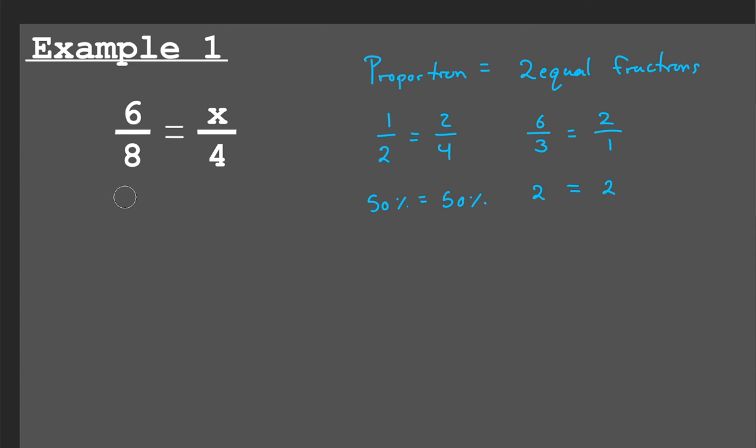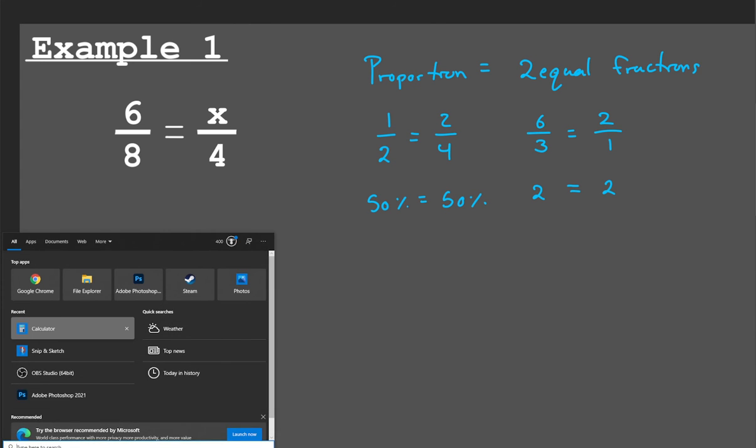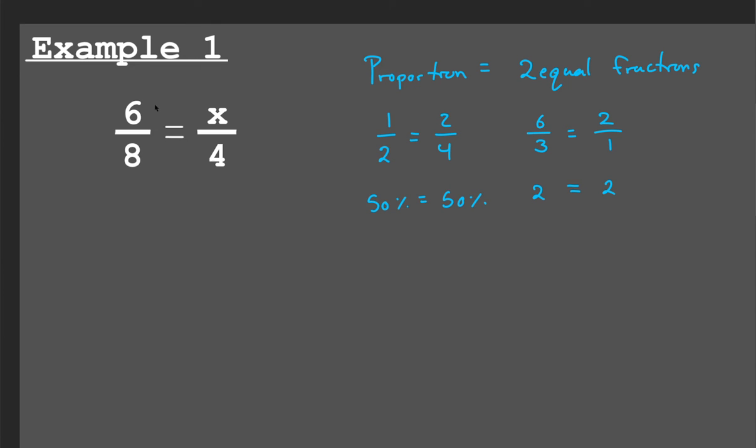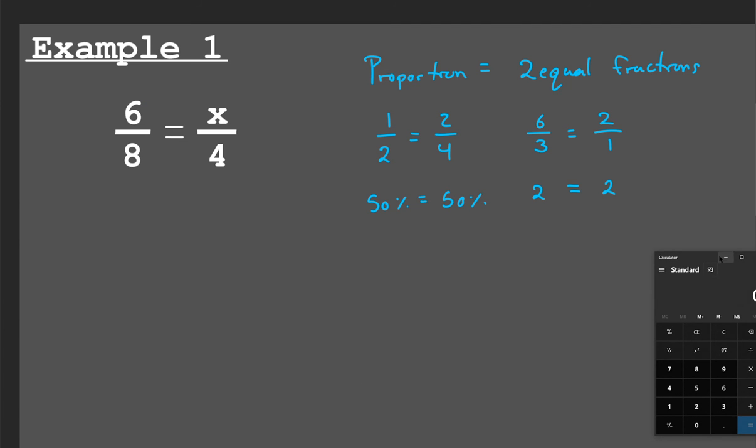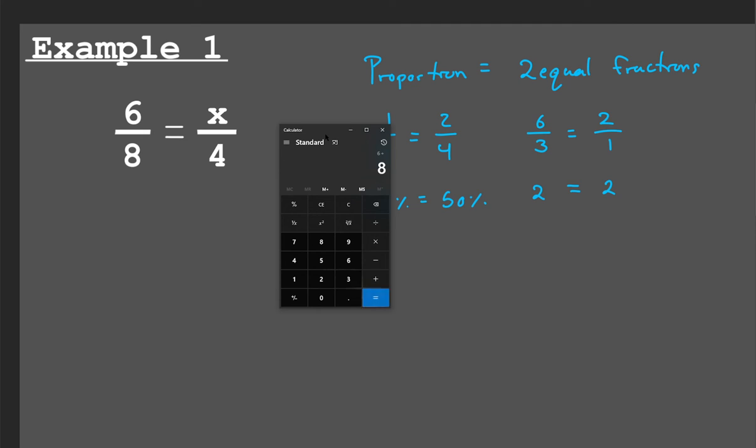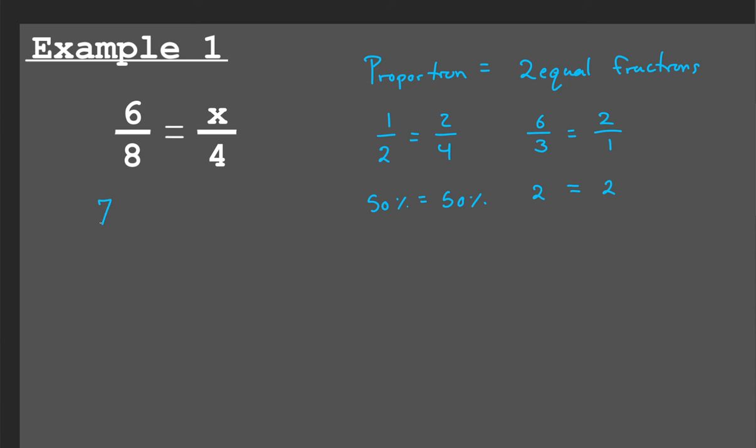6/8, let's pull up the calculator real quick. 6/8, 6 divided by 8 is equal to 0.75, or 75%. Is there a fraction that I know over 4 that equals 75%? 3/4, in other words. I essentially just gave it away right there.